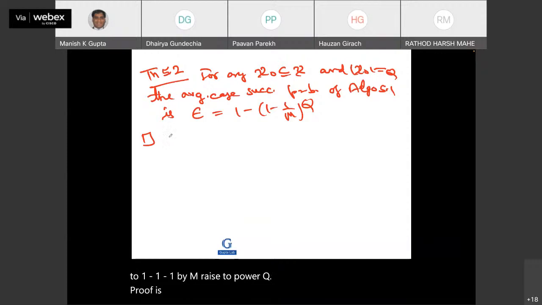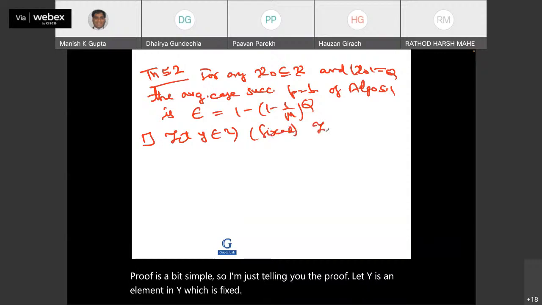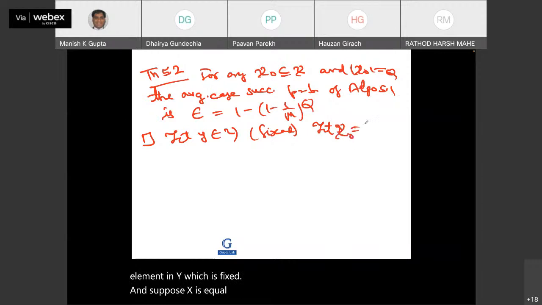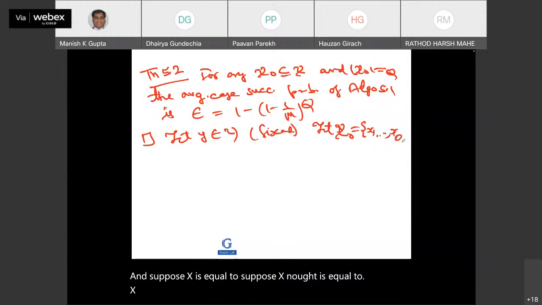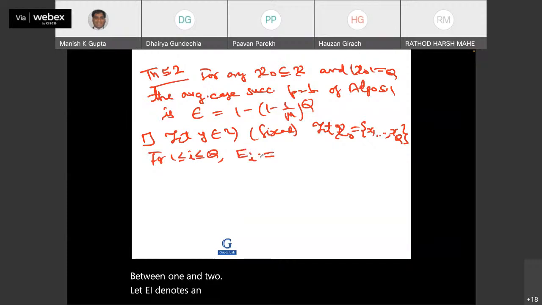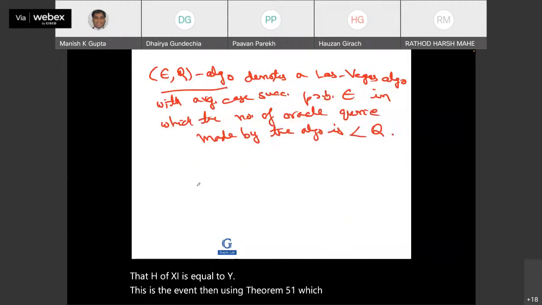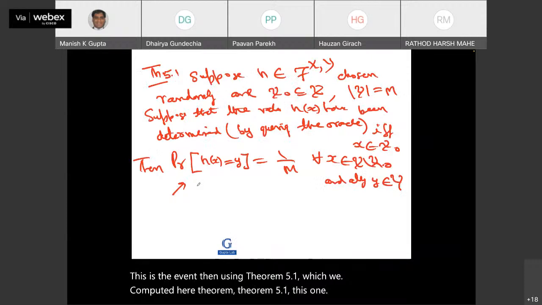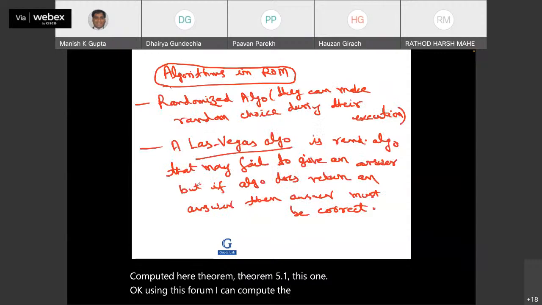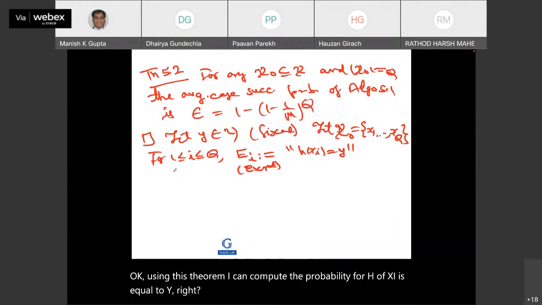The proof is a bit simple, so I'm just telling you the proof. Let y be a fixed element in Y, and suppose x naught is equal to x1 to xq, these q elements. For each i between 1 and q, let ei denote the event that h of xi is equal to y. Then, using theorem 5.1, which we computed here, I can compute the probability of the event ei.